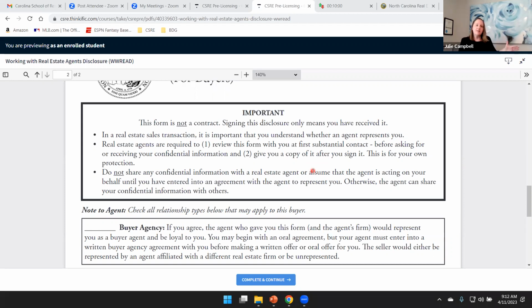If they don't sign this, we can still talk to them, we can still work with them, because we're not creating agency. Is everybody good with this? I'm not trying to create agency. I'm disclosing my agency status. So if they don't sign this, okay, look, it's not a contract. I'm not trying to commit them to anything. I'm just trying to get them to sign saying that they have received it.